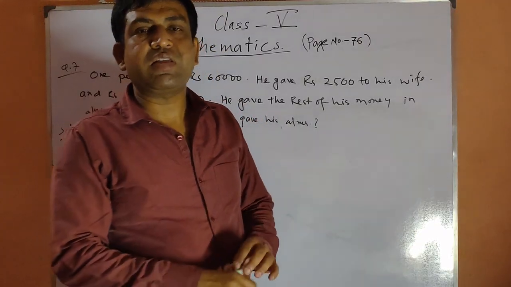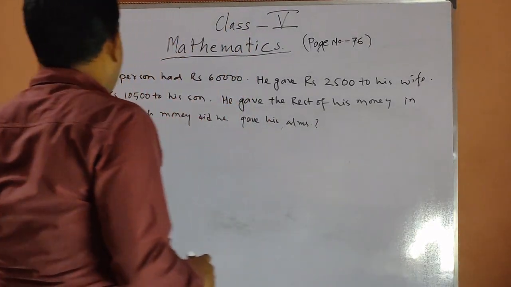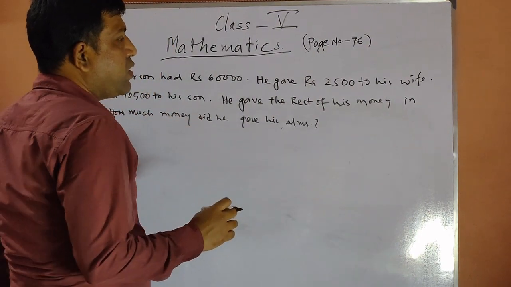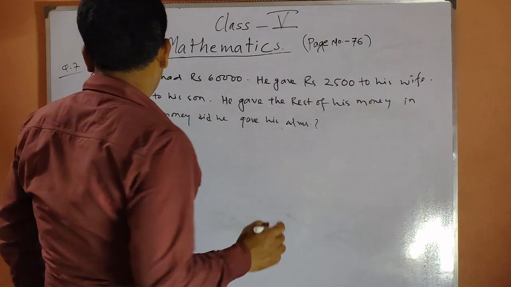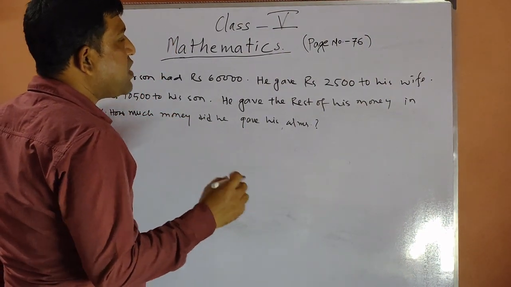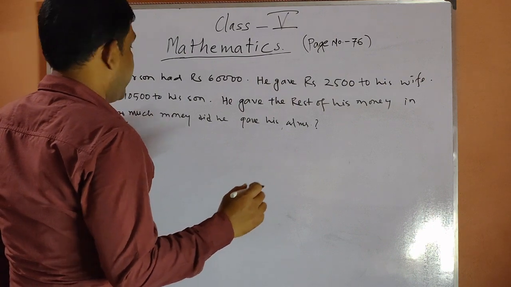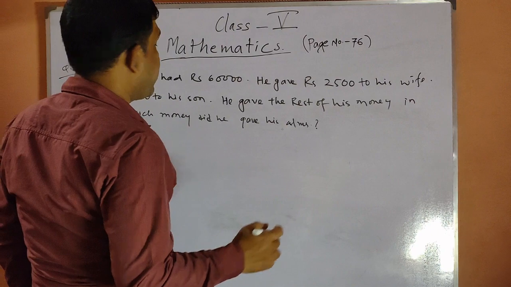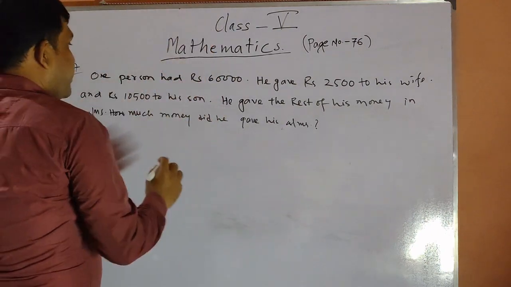Now question number 7. One person had rupees 60,000. He gave rupees 22,500 to his wife and rupees 10,500 to his son. He gave the rest of his money in alms. How much money did he give in alms?